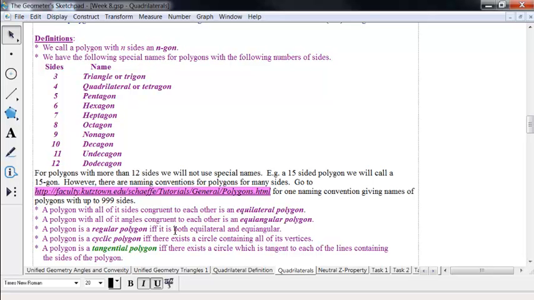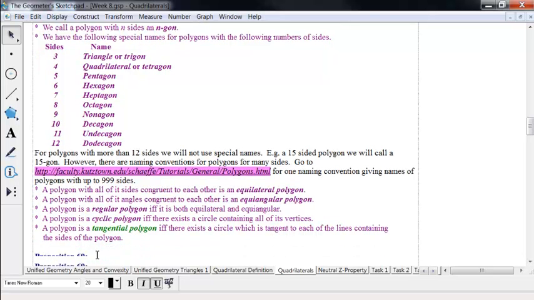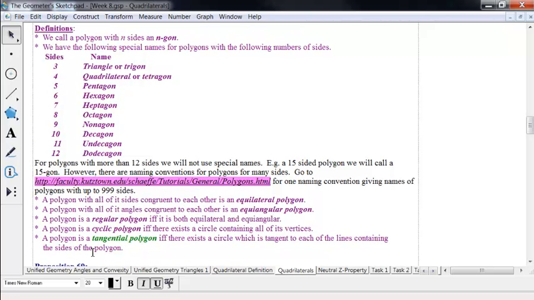And then here are some more definitions for polygons in general. Okay, so there are some basic definitions there for polygons.